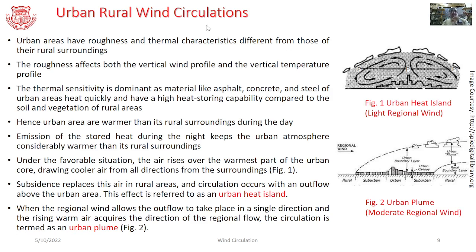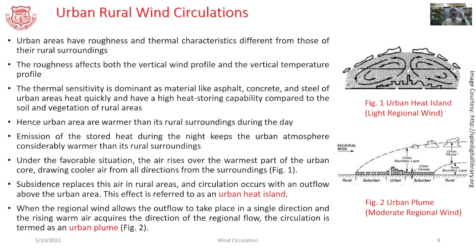Urban-rural wind circulations cause the formation of heat islands. Urban areas have roughness as well as thermal characteristics very different as compared to the rural surroundings.